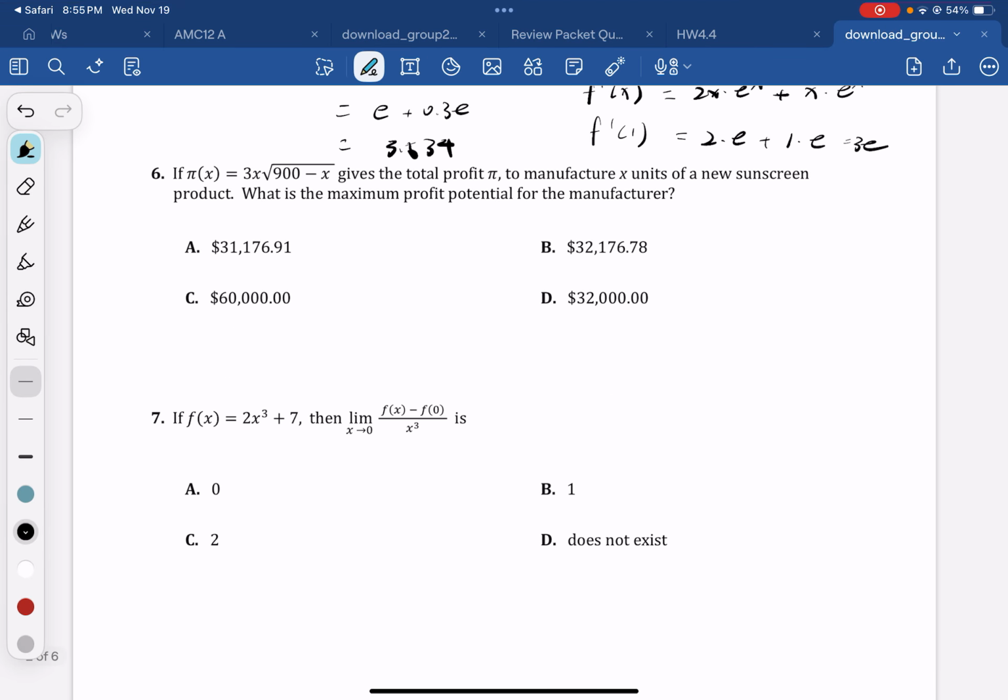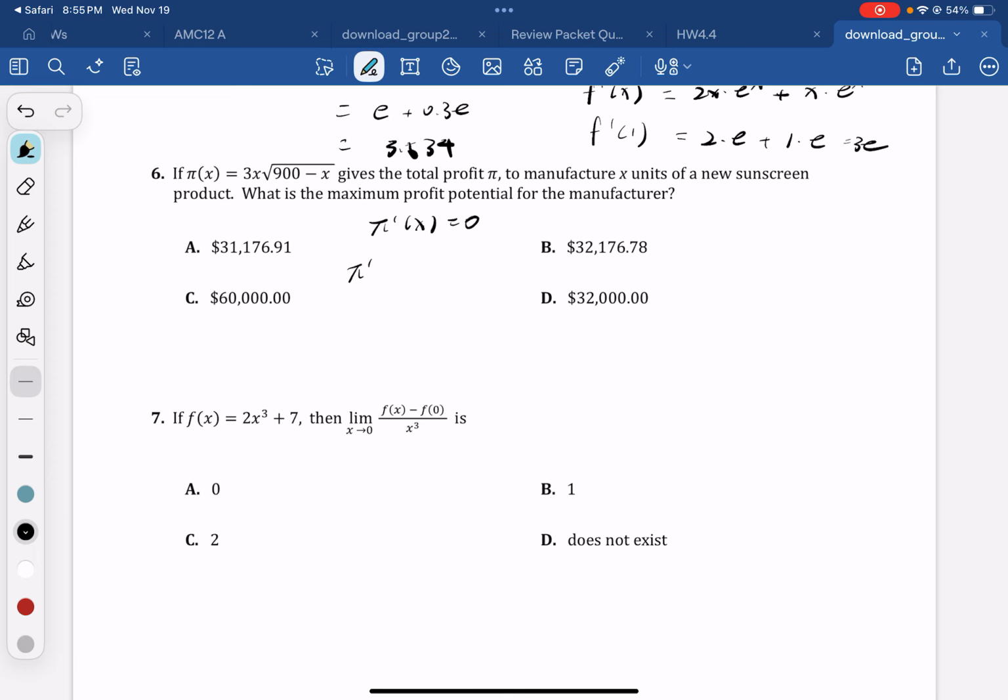If pi of x equals 3x times the square root of 900 minus x gives the total profit to manufacture x units of a new sunscreen product, what is the max profit potential for the manufacturer? So pi of x is a profit. So if we're going to find the max value for it, we're going to find at what point the derivative of this function goes to 0. Because when it goes to 0, it should be the vertex of the function at that point. So pi prime of x should be equal to 0.